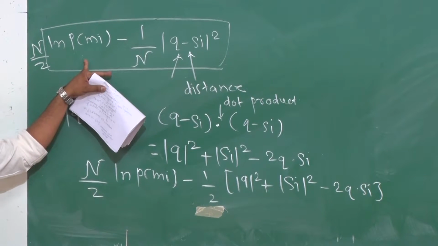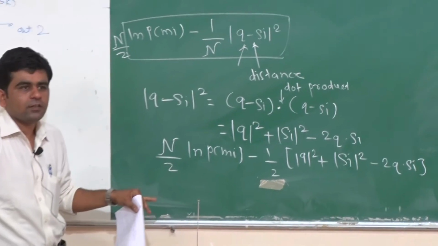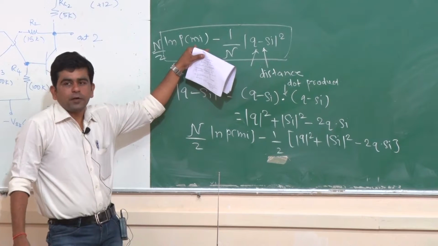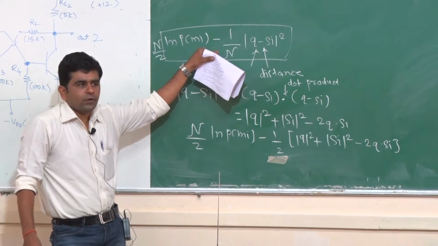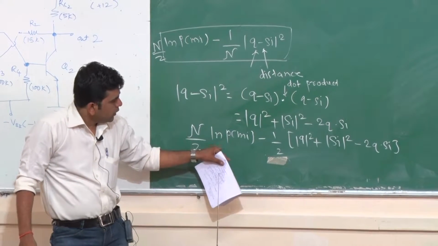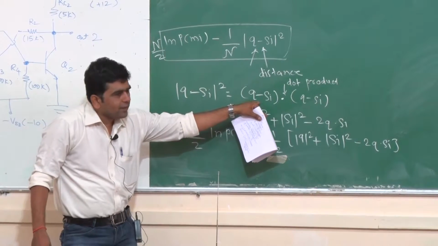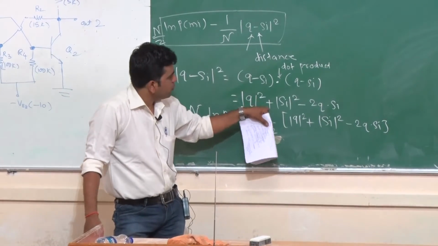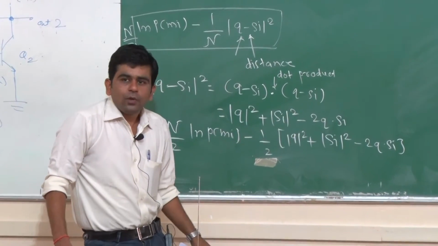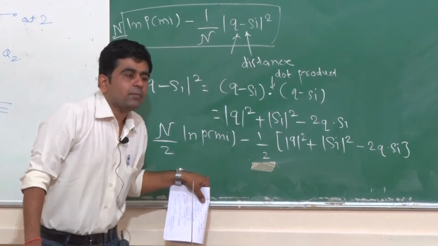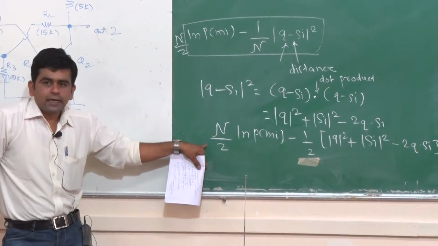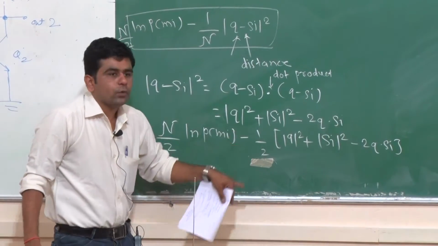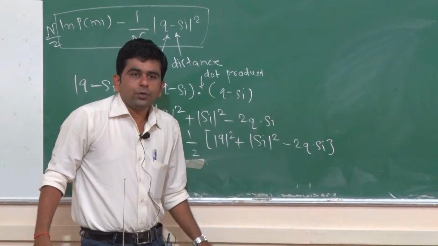This point is clear. This is the prior probability. When we are sending the 2 bits with equiprobable, this probability is 0.5, 0.5. So natural log of 0.5 is a constant quantity. So here this Q minus Si dot product with Q minus Si can be represented as mod of Q square plus Si square minus 2Q into Si. By multiplying with capital N by 2, we get natural log of probability of Mi minus 1 by 2 Q square plus Si square minus 2Q into Si.